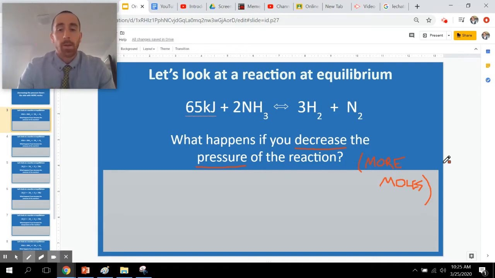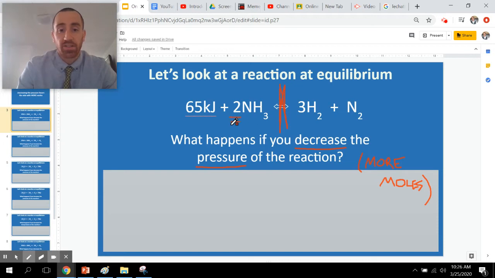They forget the rule, and then they don't know where to begin. But we know that decreasing the pressure will favor the side with more moles. Well, I have two sides here. I got my reactant side and I got my product side. My reactant side only has one substance.